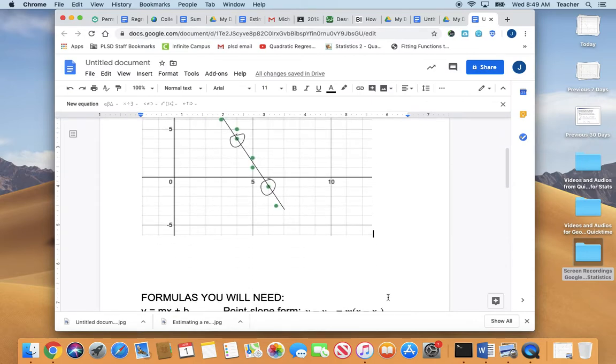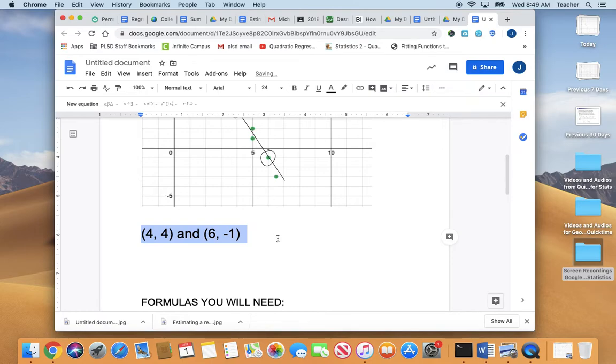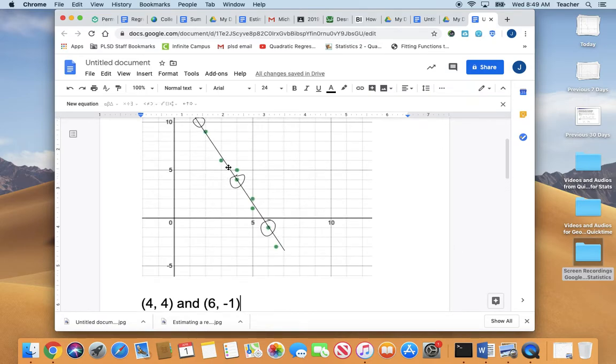So I'm going to write those points down so I have them. So 4, 4, and 6, -1. I'll make these bigger so that you can see them. So when I was talking about the spaghetti earlier, when we were drawing this line, that's where you would use a piece of spaghetti, if you were doing it by hand on a piece of graph paper, and kind of move it to eyeball what you think the line of best fit would be.